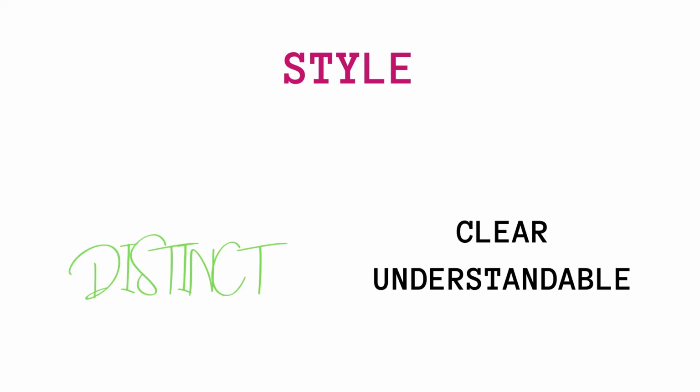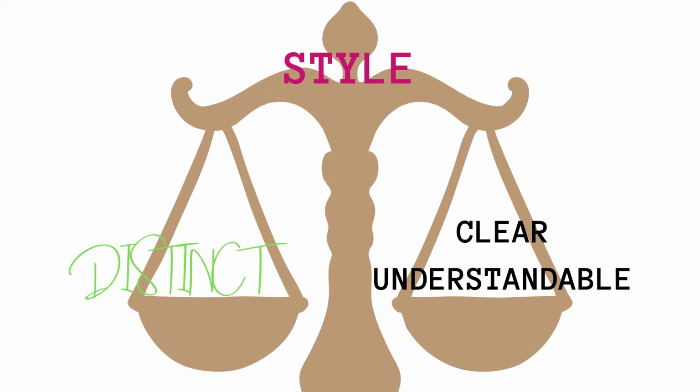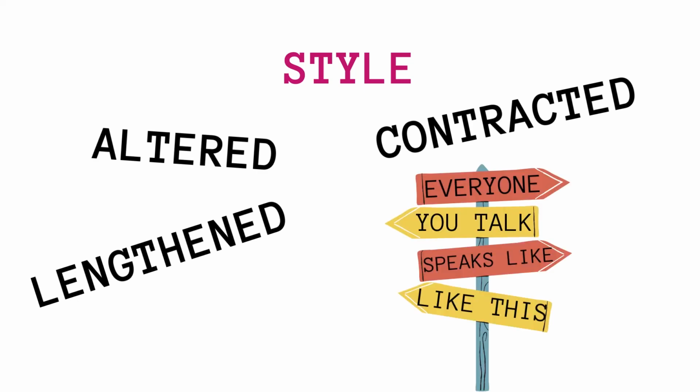So when creating a style, you want to make the story distinct, but also clear and understandable. So you need to strike a balance between the types of words you use. If you want to make a character sound distinct, then nothing makes that clearer and easier than by lengthening, contracting, or altering words. Because when you deviate from the normal way of speaking, the language will stick out. If you have it mostly conforming to common patterns of speech, then it will still be understood.